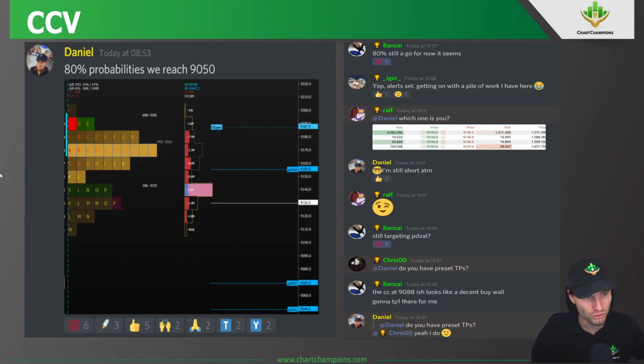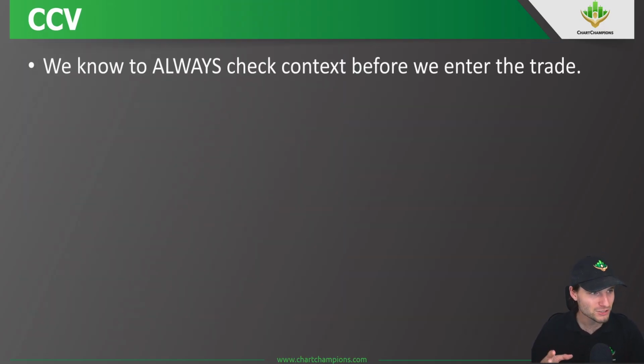But when I have the context of this trade setup as well as my harmonic, that's giving me even more power, like power level over 9,000, a really, really good trade setup. I'm seeing my CCV, and then I'm seeing my harmonic work, and it's all coming together to give me an extremely this-trade-is-not-going-to-fail sort of feeling. So we always know to check the context, to check other confluences before we enter the trade.